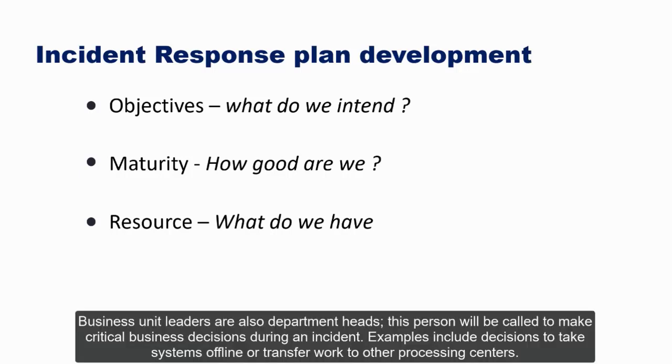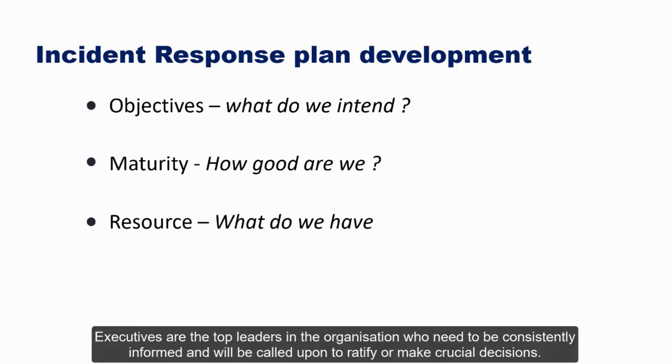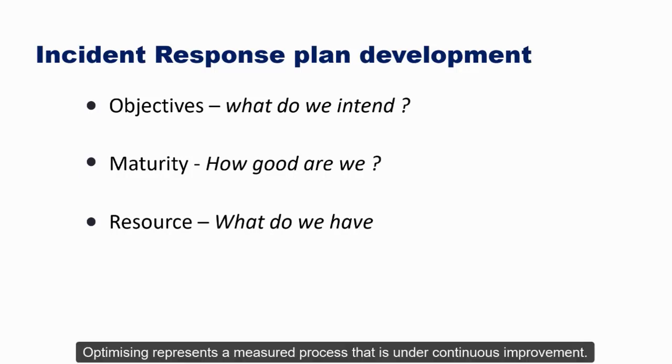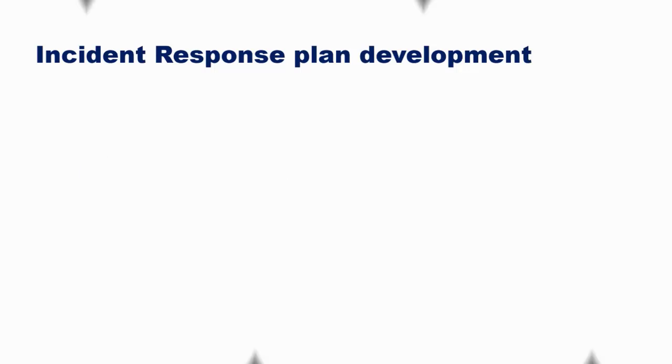Business unit leaders are also department heads. This person will be called to make critical business decisions during an incident. Examples include decisions to take systems offline or transfer work to other processing centers. Executives are the top leaders in the organization who need to be consistently informed and will be called upon to ratify or make crucial decisions. Lastly, law enforcement personnel in external agencies may be able to assist in incident investigation. Optimizing represents a measured process that is under continuous improvement.